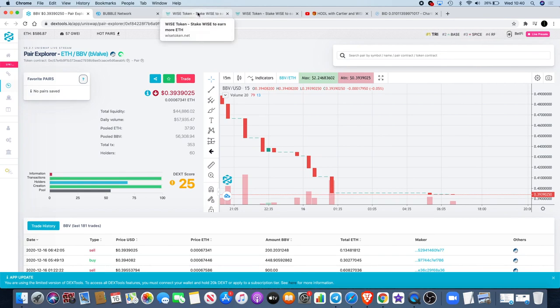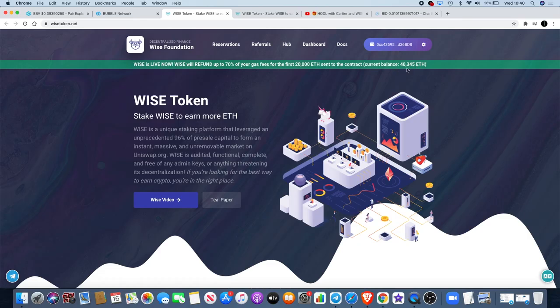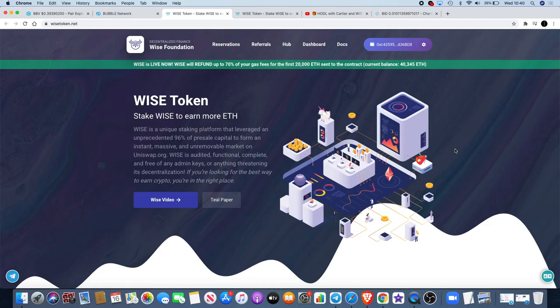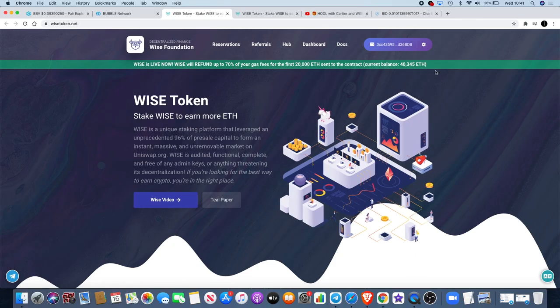Moving on, just quickly. Wise token. Wise has gone over 40,000 Ethereum now. 40,345. And for me, that's just massive. For me, this is the biggest pre-sale. I've got pre-sale tokens in Ethereum, and they've been going for way longer than this, and they've raised 32 million. Wise have raised about 23, 24 million already, and there's still more than 2 weeks left. So definitely something to take note of.